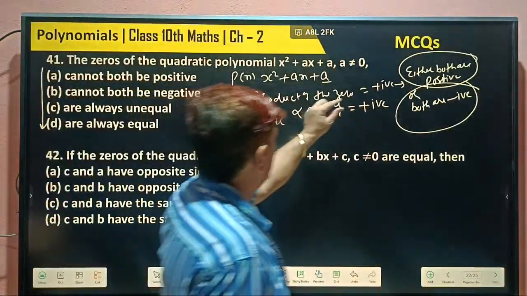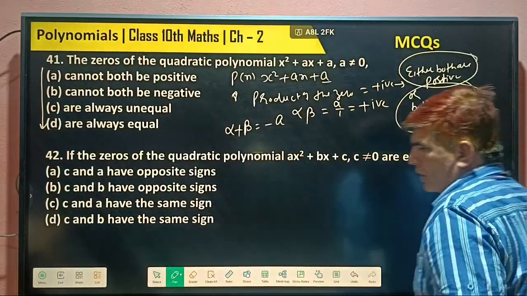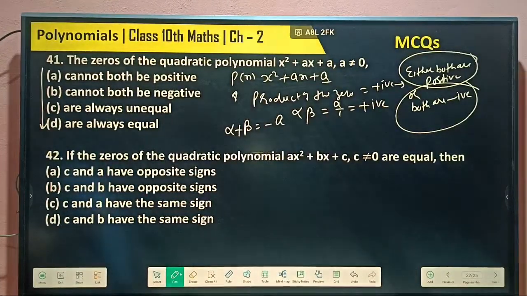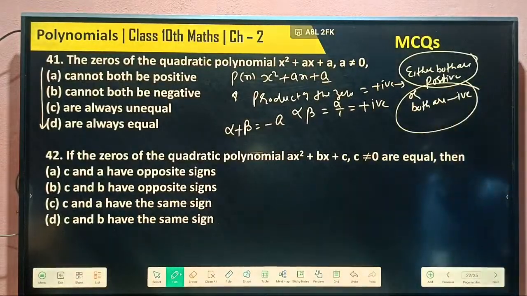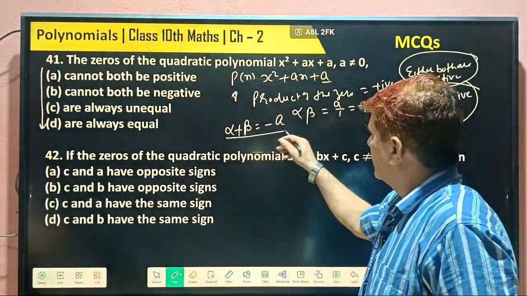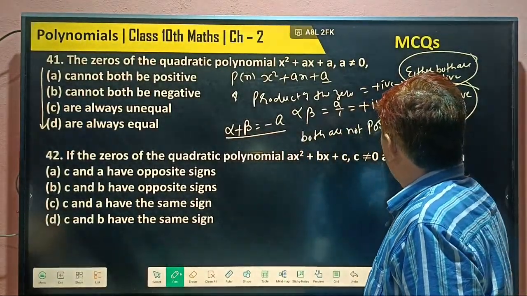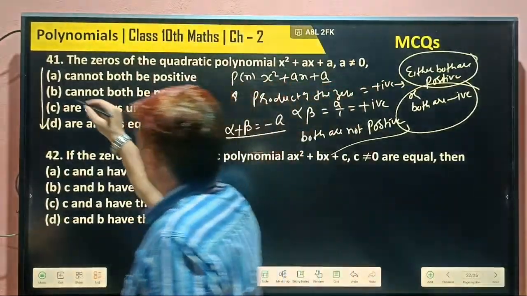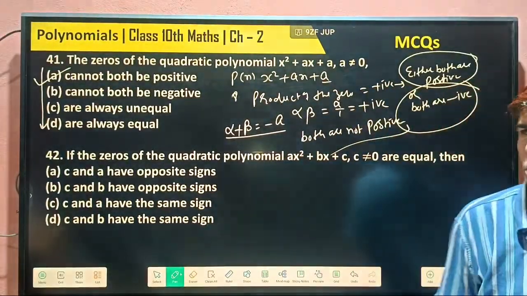The product of the zeros is positive. What's c by a? So either both are positive or both are negative. And this is saying both are not positive. So what's your answer? They cannot be both positive. Understood?